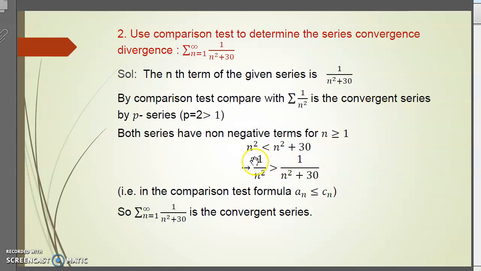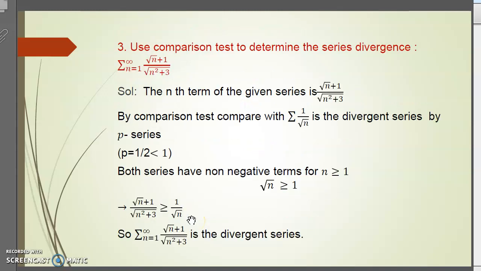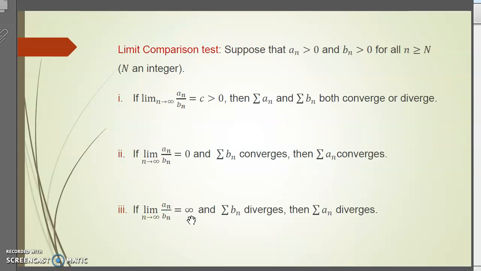If convergent, then you check whether 1 over n squared plus 30 is less than or greater than 1 by n squared. We know that n is greater than or equal to 1, so n squared plus 30 is greater than n squared, and 1 over n squared plus 30 is less than 1 over n squared. So if that one is convergent, the given series is also going to be convergent. Similarly, one more question here in the comparison test, where we get a divergent series.